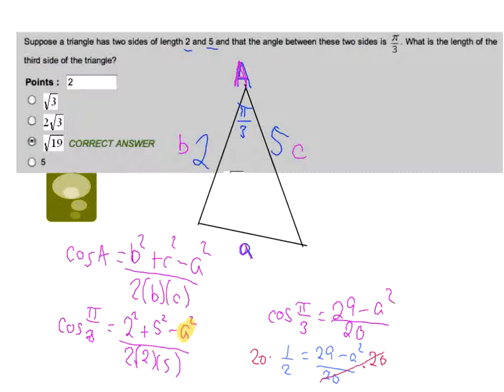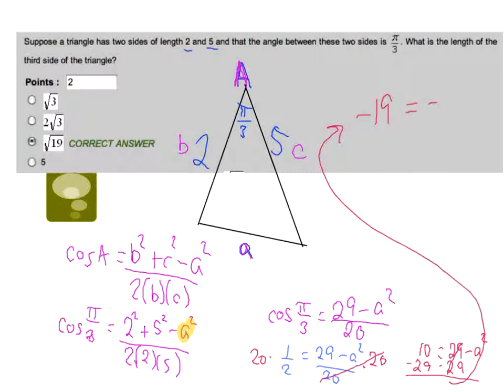Times by 20. So I'm going to get on the left side, 1/2 of 20 is just 10. So 10 equals 29 minus a squared. See how close we are? Let's move my 29 over. So I'm out of space. Sorry for my crazy work here. So we get negative 19 equals negative a squared. Let's get rid of the negative. Just divide both sides by a -1. So we get 19 equals a squared.